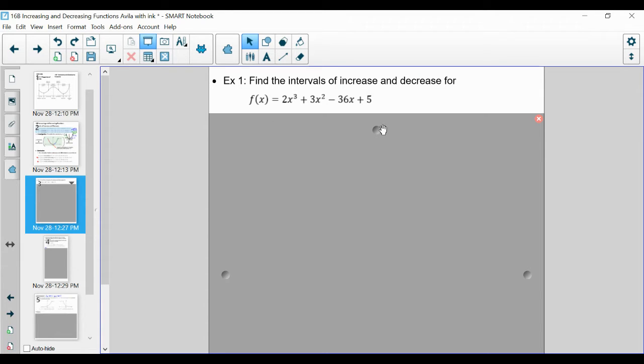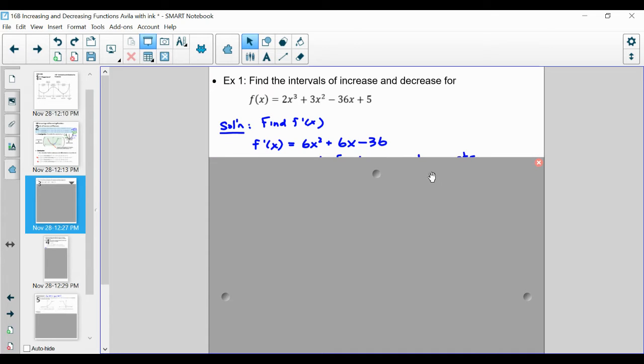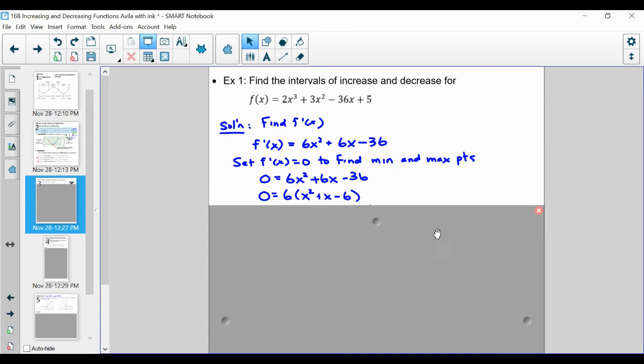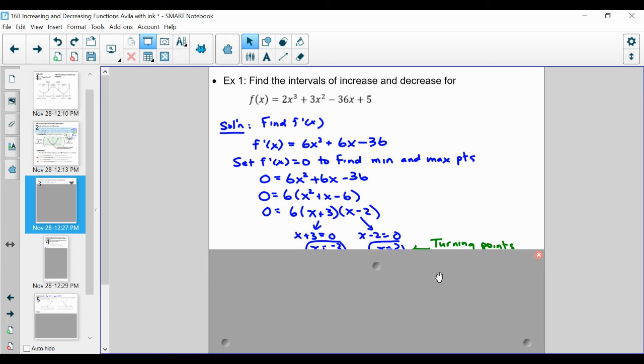If I have a function like this, 2x cubed plus 3x squared minus 36x plus 5, and I want to find the intervals of increase and decrease, first I need to figure out where my maxes and mins are. Where am I changing from increasing to decreasing or vice versa? So I'm going to start by finding the derivative, and I'm going to set it equal to 0.